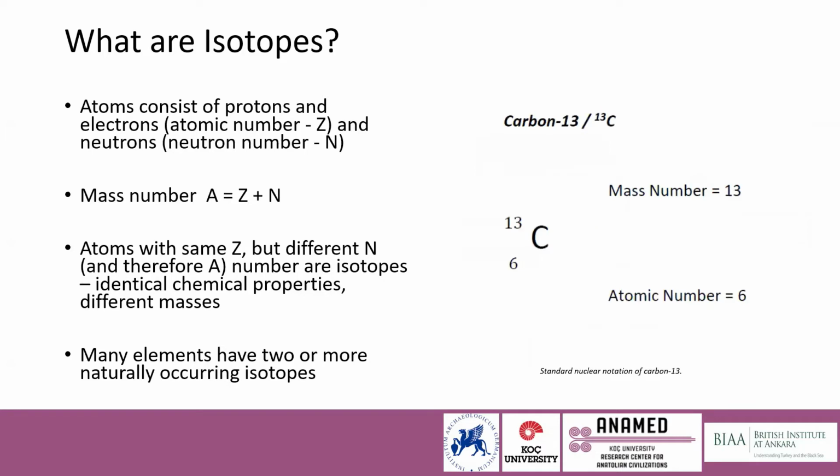For example, if we look at the element carbon, the atomic number is 6, but the mass number is 13 because that's to do with a different number of neutrons. So you have carbon 13, carbon 12, and obviously carbon 14, which I'm sure most people are familiar with because that's what's used for radiocarbon dating.